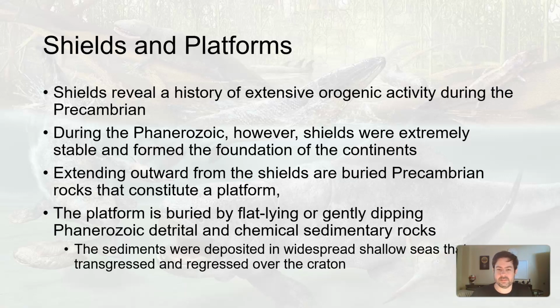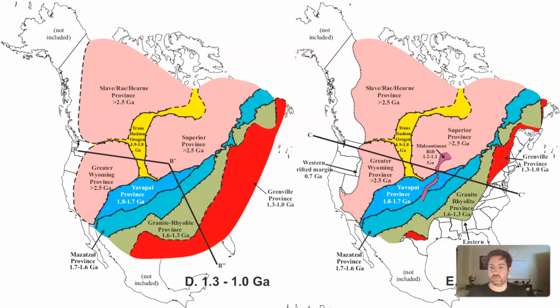Again, these sediments were deposited in widespread, relatively shallow seas that transgressed and regressed over the North American craton, Laurentia, if you will. So, right before Pannotia forms, this is kind of where we left off as far as what the craton looks like. And then as Pannotia began to break up, parts of the craton were pulled away with it. So this is what we're left with coming into the Paleozoic era.